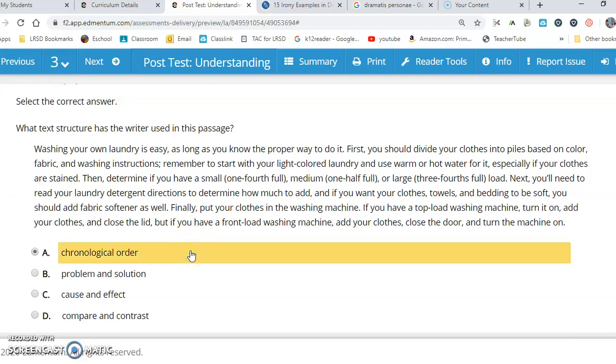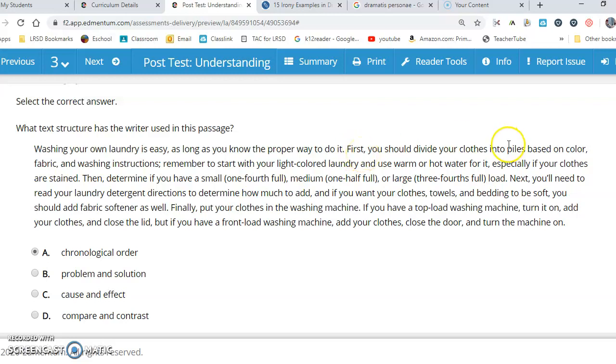And the reason why, it's because of these keywords that you see. First, you should divide your close. Then is another keyword. Next is another keyword. And then it says finally. So first, second, third, first, next, then, finally. Those are chronological order words.